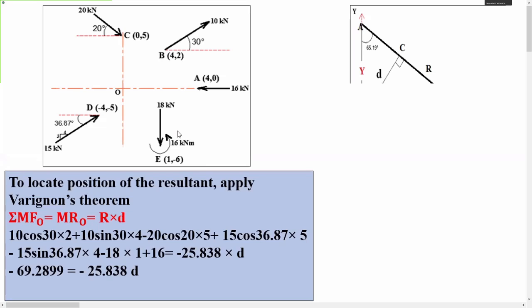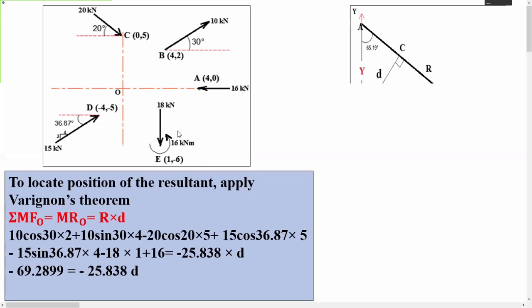So here, go to the left hand side. While applying the Varignon's theorem, I have calculated it separately. The summation of moment, the left hand side of the Varignon's theorem, is nothing but the summation of moment about point O. That value is 69.2899, because I have to use it over here. So x-intercept is given by summation of moment about the point O divided by summation of F of y. Substitute the value, summation of F of y is already known to you. You will get the x-intercept as 6.392.